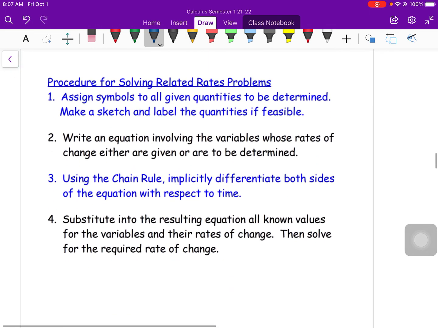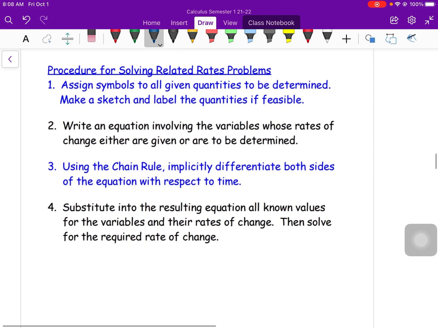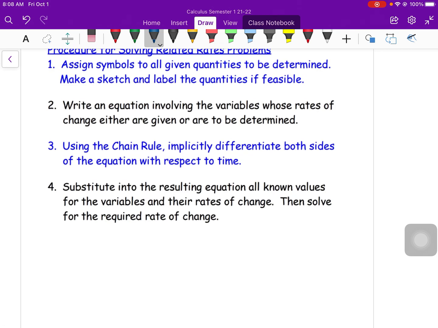So the process for solving related rate problems. First, you need to define variables for all the given quantities and the quantities to be determined. Make a sketch, label the quantities if that's even possible, or if it's feasible. Like if you had to draw 1,000 circles, you can do it. That's possible, not feasible. Write an equation involving the variables whose rates of change either are given or we need to find. And then use the chain rule to implicitly differentiate both sides of the equation with respect to time, then substitute in the things that we know in order to figure out the thing that we want to know.